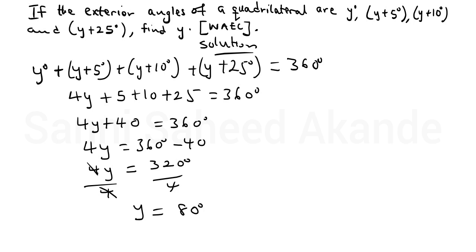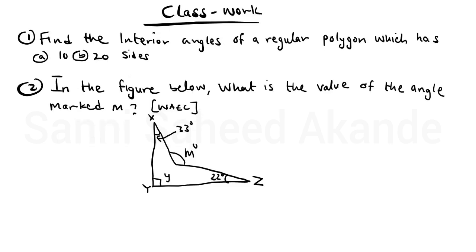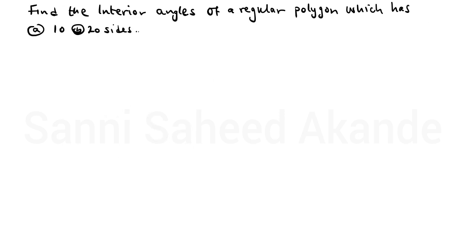Alright, so at this point, I want you to take these two questions as your classwork. And after you might have solved these two questions, you can continue the video to see the solutions to the questions. Okay, so let's continue. This question says, find the interior angles of a regular polygon which has A, 10 sides, B, 20 sides. Solution.